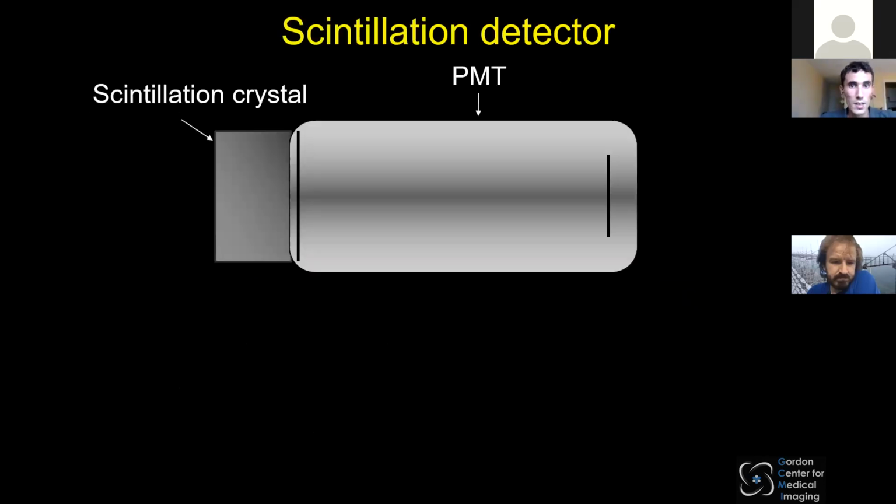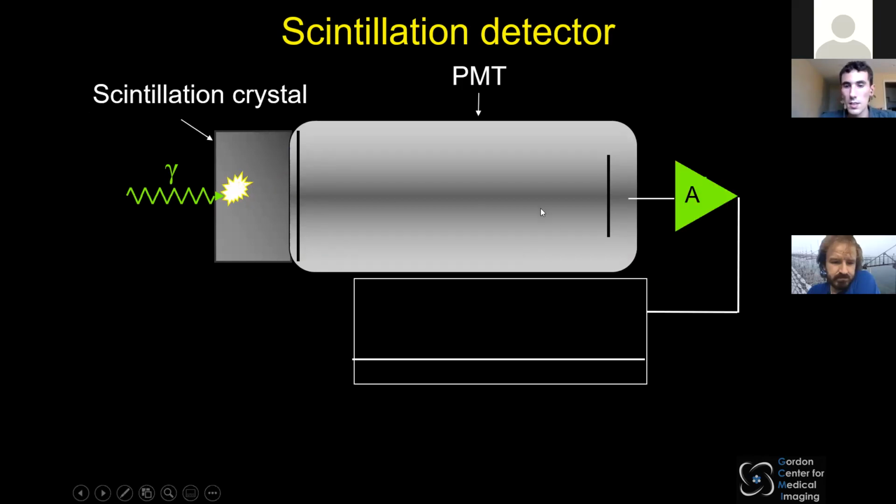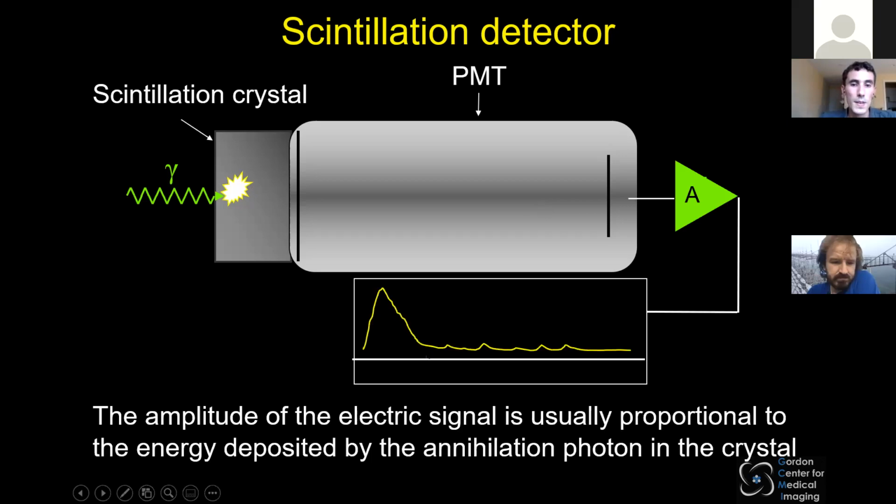So to summarize, this is the scintillation detector. A high energy gamma photon becomes thousands of light photons. Light photons are transmitted to the PMT that is going to produce a measurable electric signal. And what I'm saying here is that usually the amplitude of this electric signal is proportional to the energy deposited by the photon in the crystal, okay?